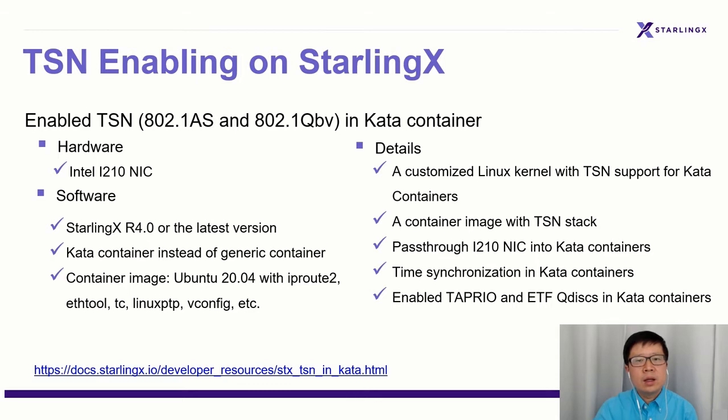We chose Kata containers as our first step to enable TSN on StarlingX, rather than generic containers. The reason is, when we started this work, StarlingX was using CentOS 7.6. The kernel version is 3.18. The version is kind of low. It doesn't have some TSN features we required. The Kata container is more like a virtual machine. It has its own kernel image. This gives us the chance to customize a kernel image with the required TSN features.